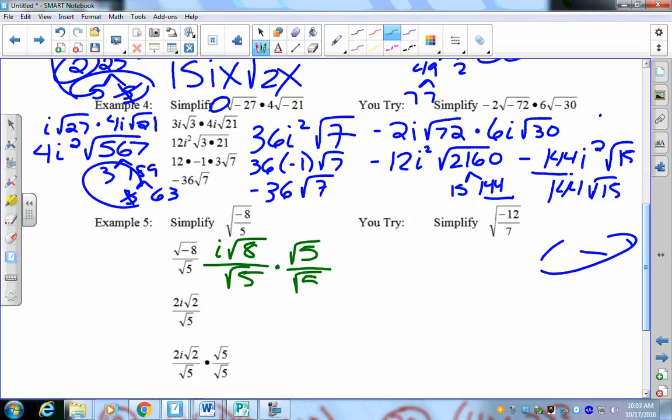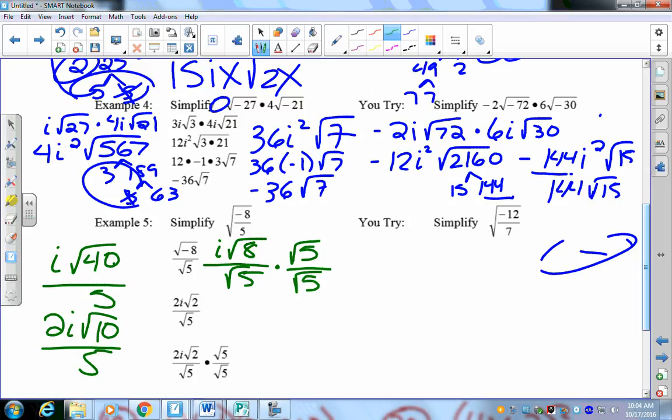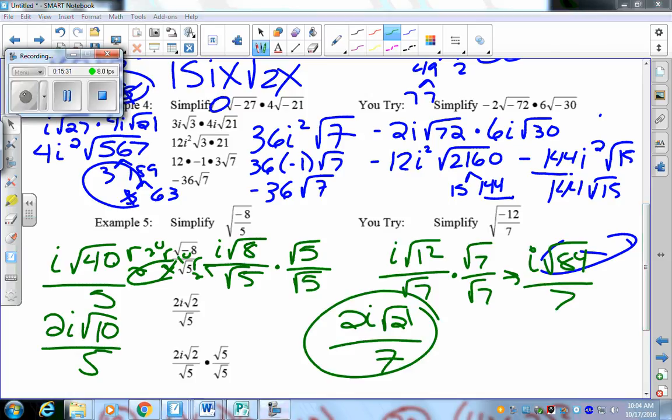Since it's monomial, I'm just multiplying both by the square root of 5. So I have i radical 40 over 5. This can be reduced. I have a factor of 4 in there, so I can pull out 2. So 2i square root of 10 over 5. Right, because 40 breaks down into 2 and 20, 2 and 10, 2 and 5. So 2 radical 10, and nothing can be reduced. All right, go ahead, try the next one. Pause the video. All right, 2i radical 21 over 7. Pulled my i out, rationalized my denominator.